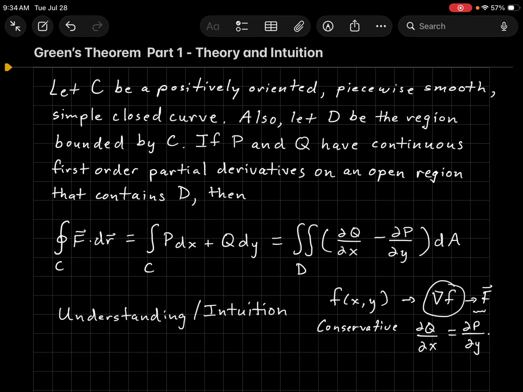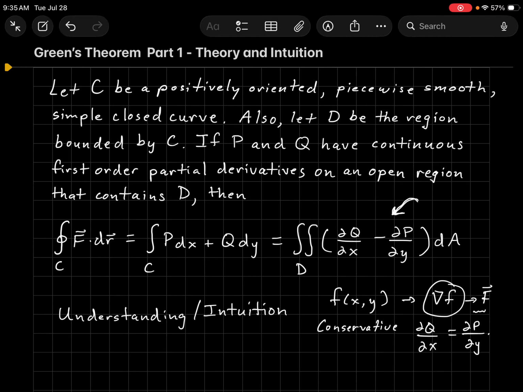So, if we have a simple closed curve, that's why I want to concentrate on that one, and we have a conservative vector field, then this double integral will always be 0. That's not the main result. But what I want to talk about is what happens if this back part here, this integrand, does not equal 0.